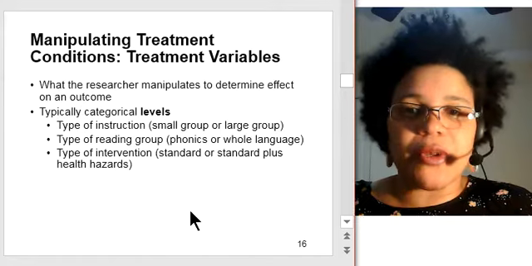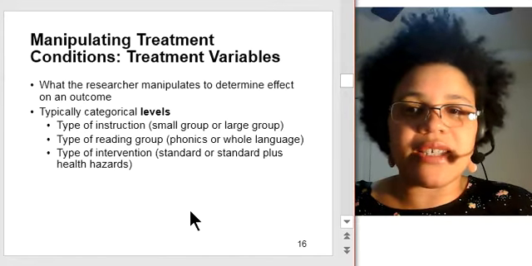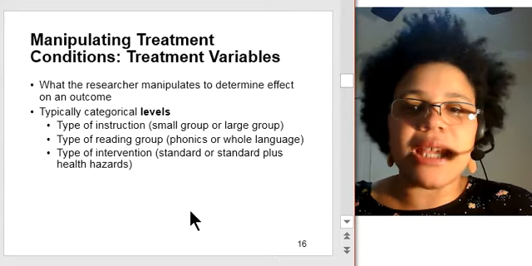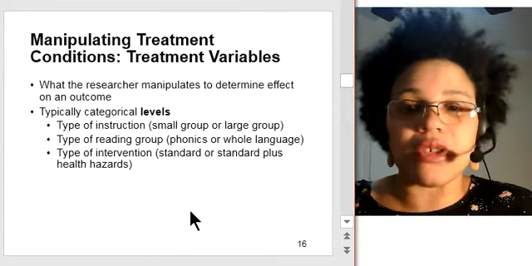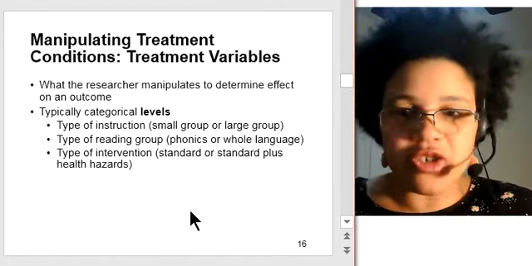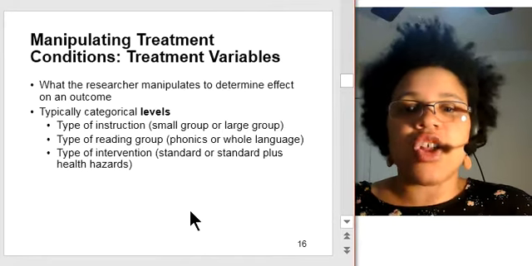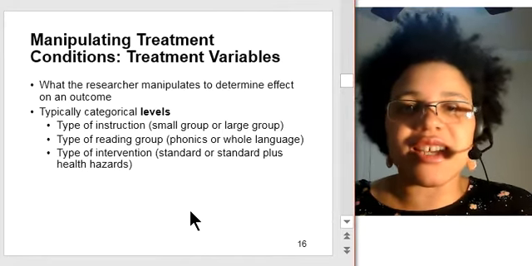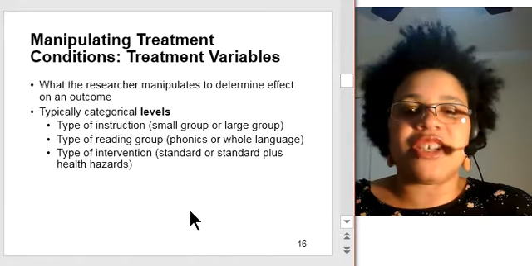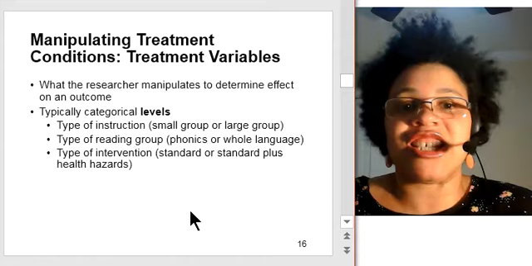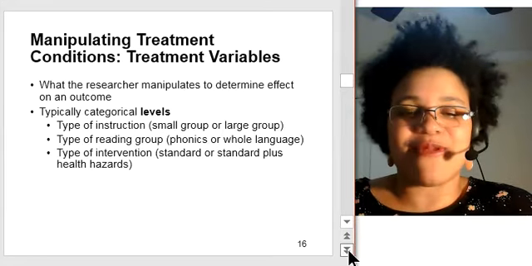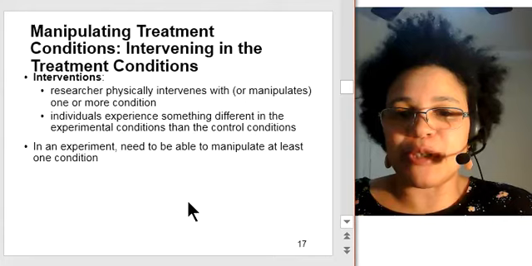Now, there are the treatment variables, right? This is what the researcher manipulates to determine the effect, right? And it could be categorical levels. Is the instruction in small groups or large groups? Are the students getting phonics or whole language? Is the intervention in smoking cessation standard or standard plus health hazards? I think that was an example in your textbook.